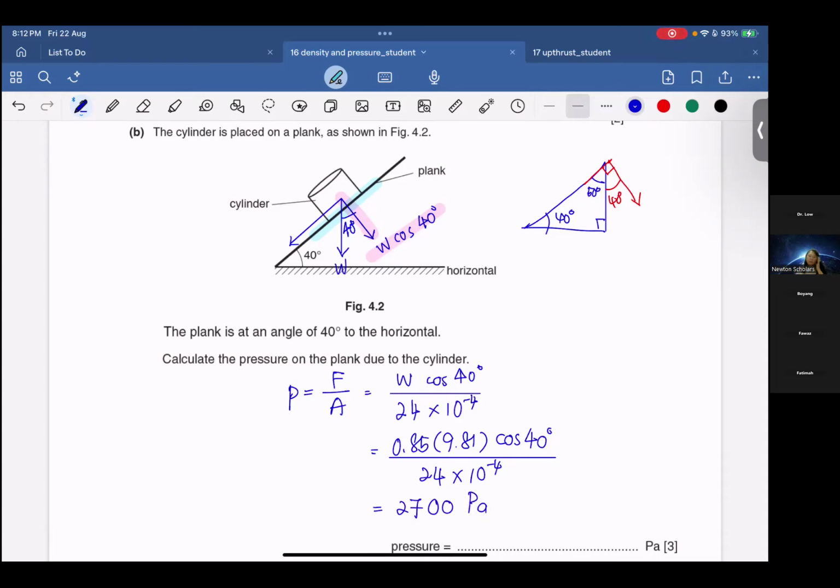Pascal. This question wants to tell you that you need to know where to find the force. Force in pressure in solid is the perpendicular force to the surface. The surface is my blue color line. Perpendicular is my pink color highlighter there. So how do I know this force? W is the weight. The weight is always pointing downward. So W cos 40 degree. If no question, we go to your next page.